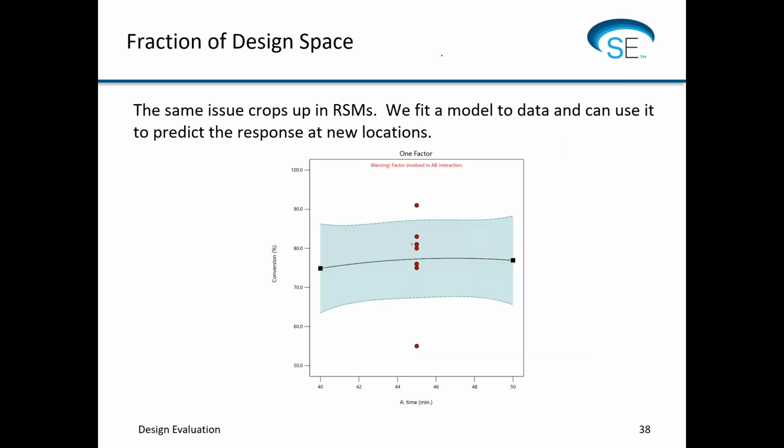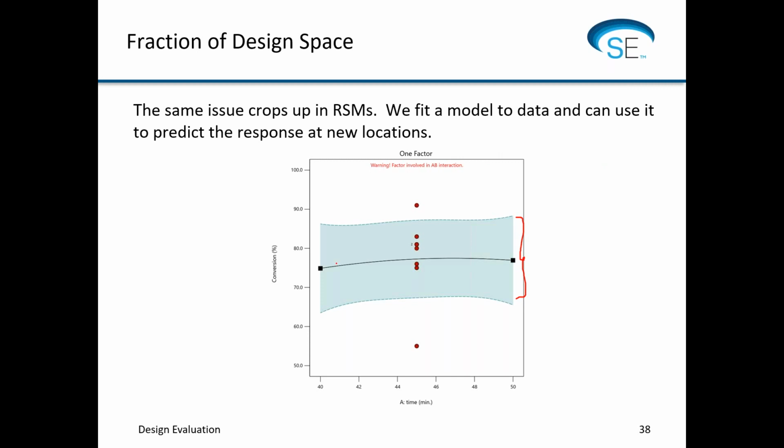So the same issue with natural variability crops up in response surface experiments. We fit a model to the data, and we want it to predict the response at new locations, possibly interpolate a minimum or a maximum. If you go to Design Expert plots, you'll see that most of them have green or red bands around them. These are called confidence intervals.